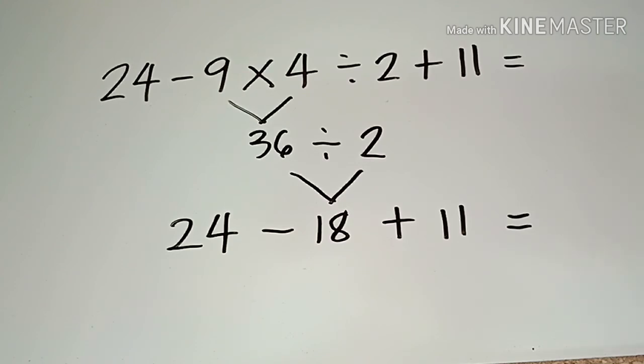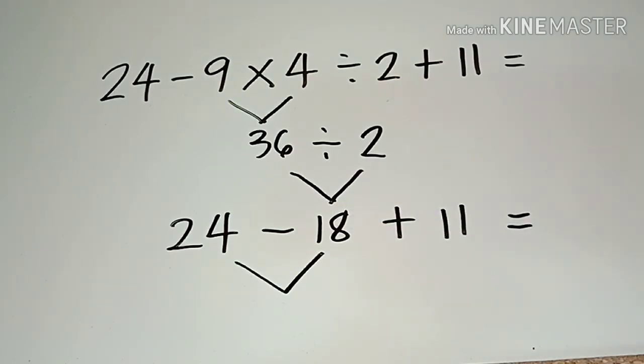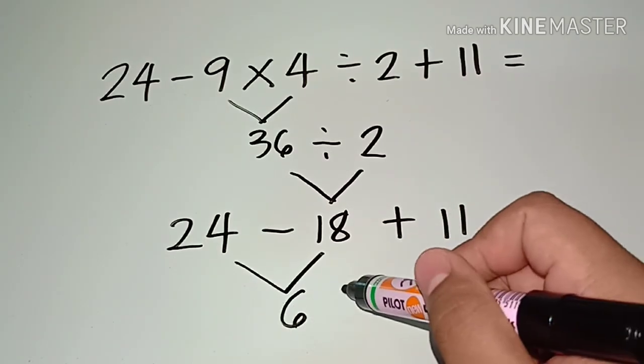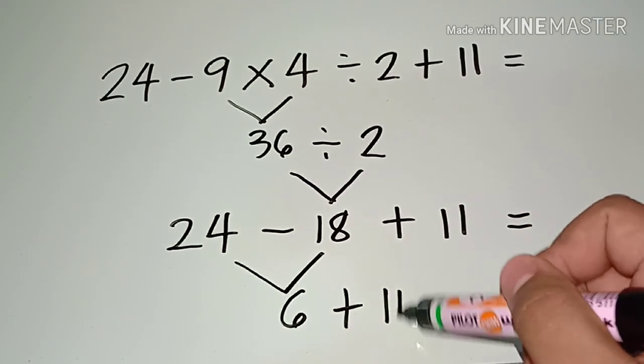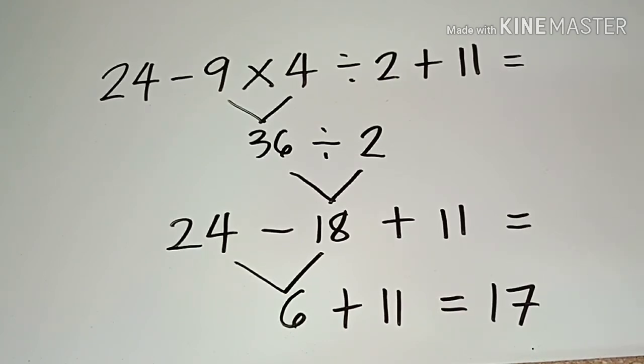So after we do multiplication or division, we do addition or subtraction. Whoever comes first from left to right, you do it right away. So since 24 minus 18 comes first, so we do it right away. 24 minus 18 is equal to 6. So you copy this one, plus 11. That means it will give you 17. So 24 minus 9 times 4 divided by 2 plus 11 is equal to 17.